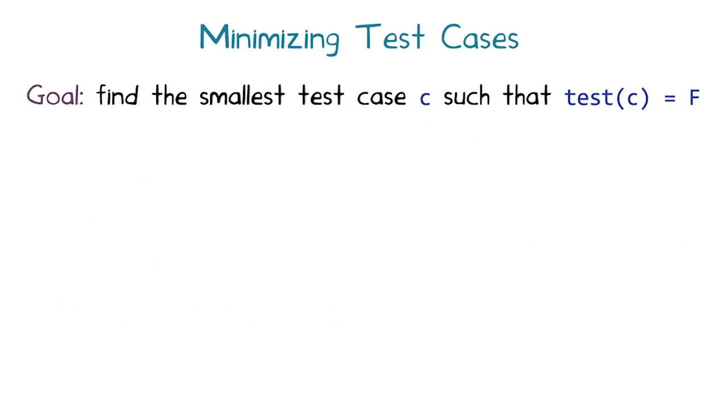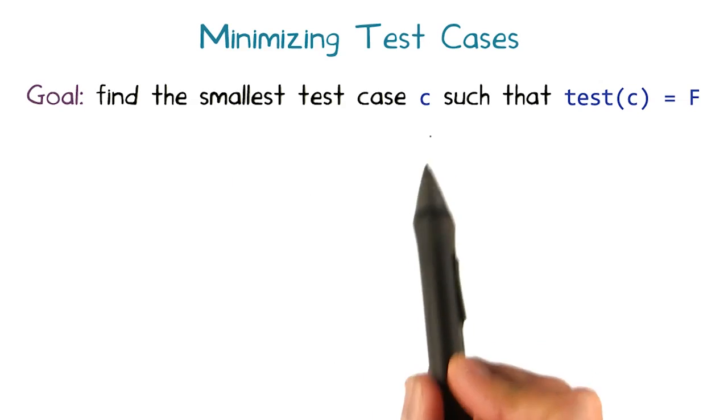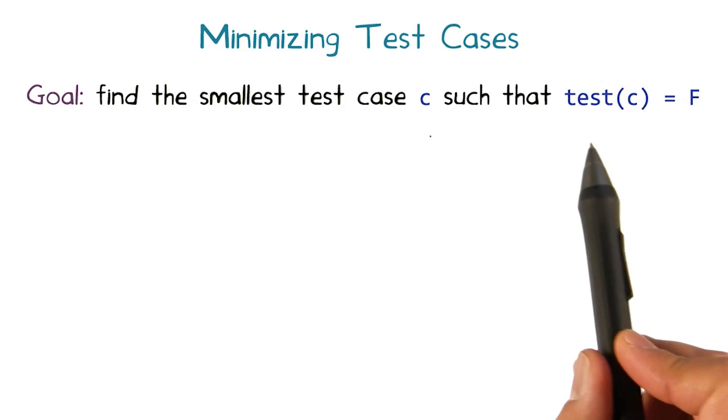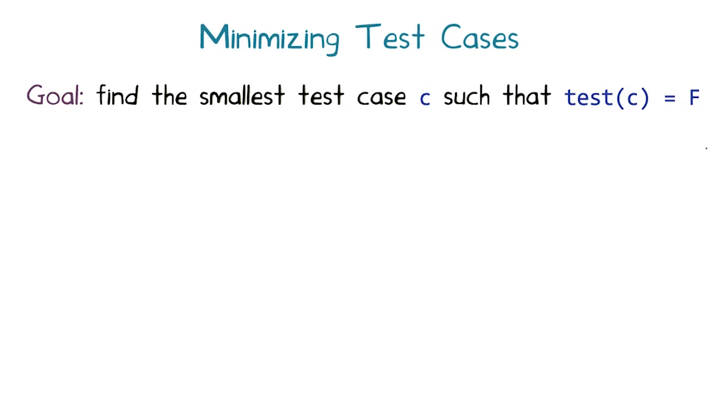The goal of delta debugging is to find the smallest test case C such that test applied to C returns F. In other words, to find the smallest set of changes that we need to apply to passing input RP in order to result in the same failure as the failing input RF.